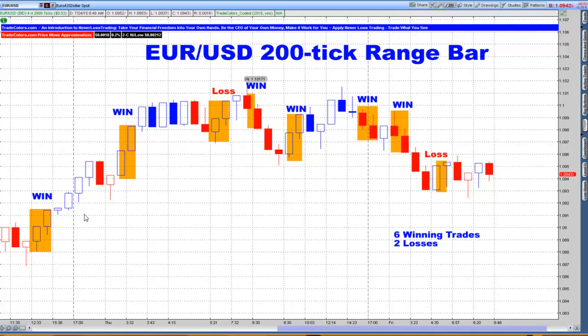But you see continuation, win, win, that was a loser, win, win, win, win. So we had 6 winners and 2 losers in a very short period of time. That's basically less than 48 hours of trading. That's between those bars here, a 24-hour period and a little more. So that's a lot of good trades on a very meaningful tick range, and you can be part of that.